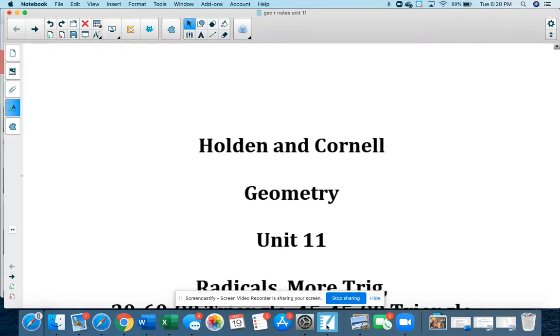Unit 11 is getting ready for Algebra 2 or Advanced Algebra. So, Mr. Cornell and I have put together some topics that will help you be better prepared for next year. Some things that you should already know, and we're just going to practice with those. The first thing that we're going to start with is radicals. And we're going to multiply, divide, add, and subtract them.